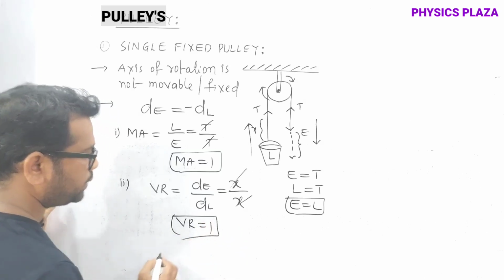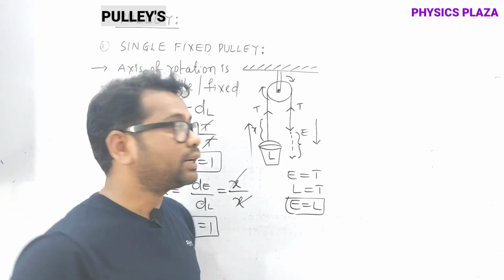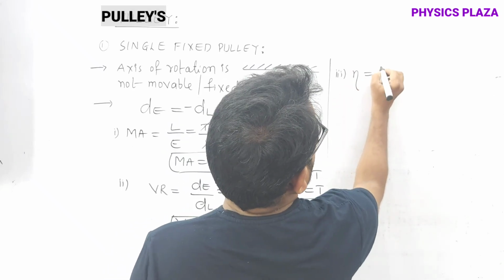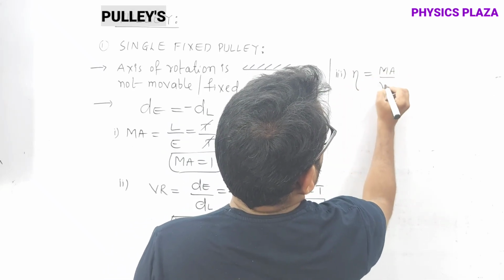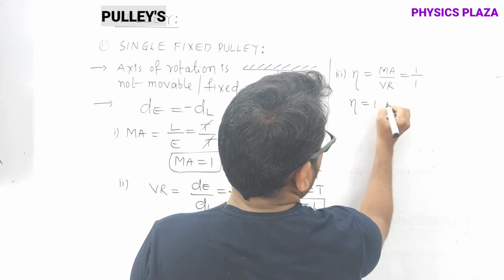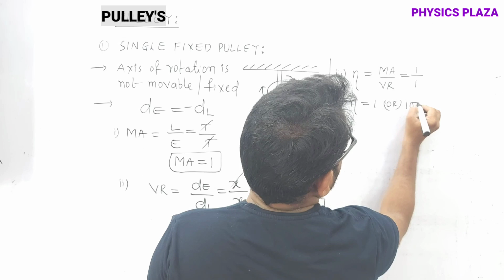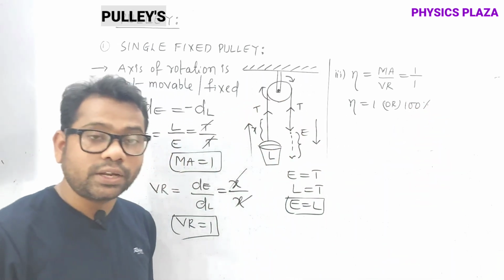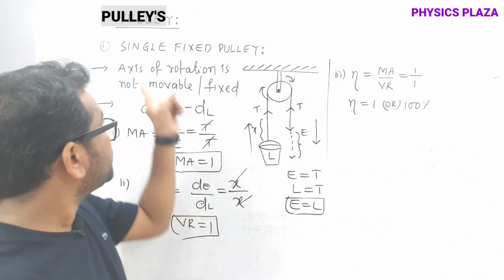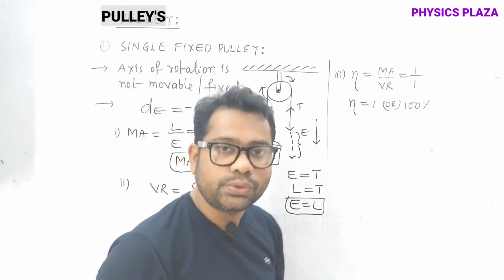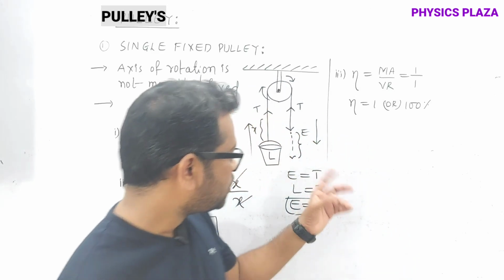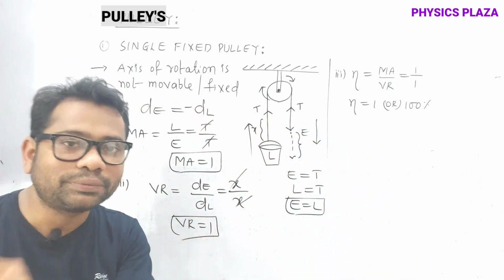So now we have calculated mechanical advantage and velocity ratio. Now let us calculate the efficiency. Efficiency is equal to mechanical advantage by velocity ratio. Here we got 1 by 1, so efficiency is equal to 1, or 100%. Okay children. So here mechanical advantage is equal to 1 and velocity ratio is equal to 1, which means a single fixed pulley is used to change the direction of the effort applied. Is that clear? Just copy it. Now we discuss the single mobile pulley.